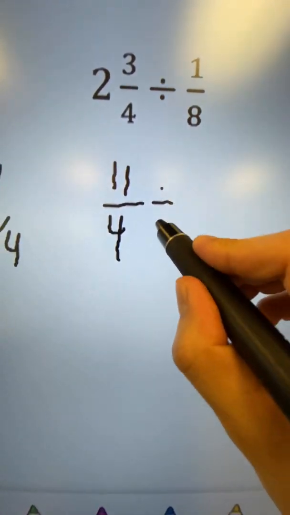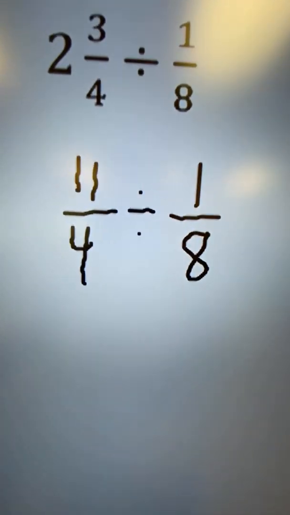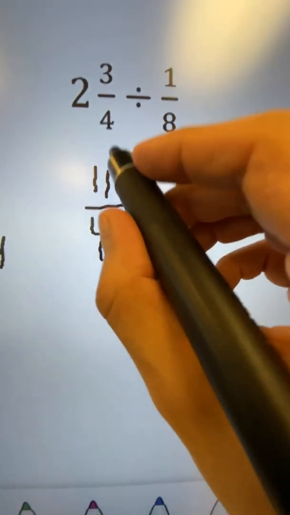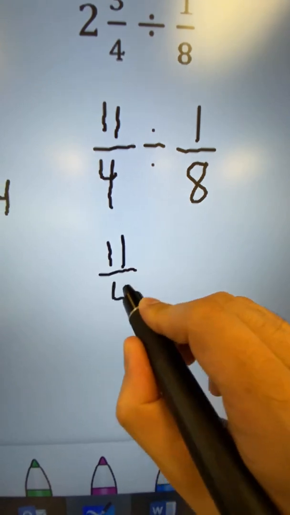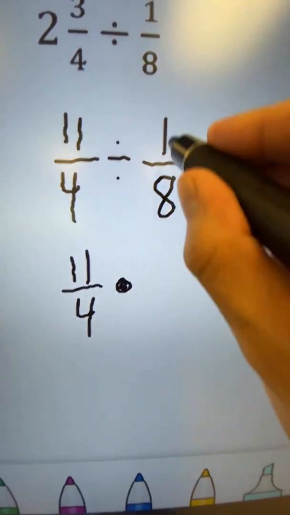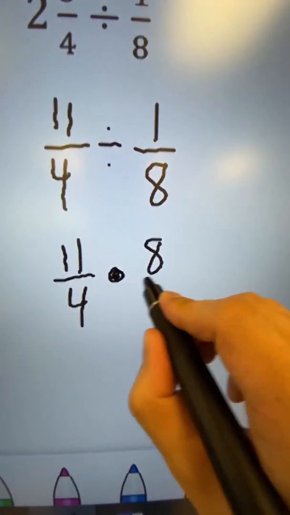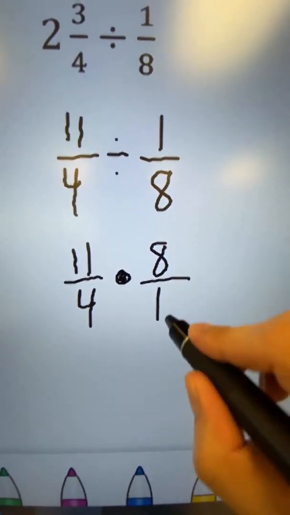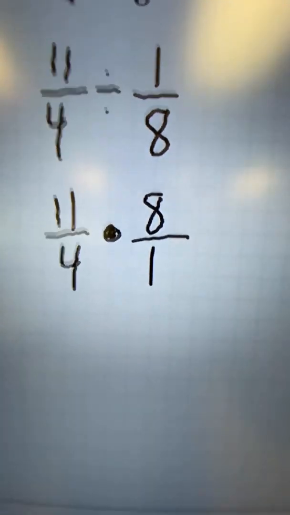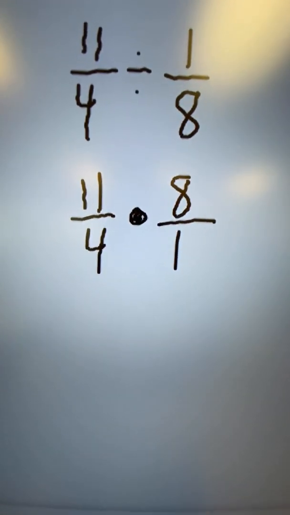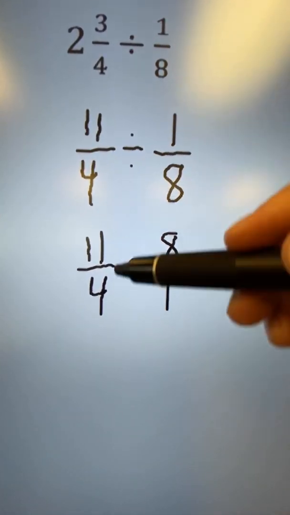And I'm going to bring down the divided by 1/8. And now we can go to the next step, which is to keep that the same. This changes to multiplication. And then 1/8, you do the reciprocal. Flip the fraction, switch the 2 places. And that's the reciprocal. And then now we can actually go ahead and multiply these fractions. So these are equivalent to each other.